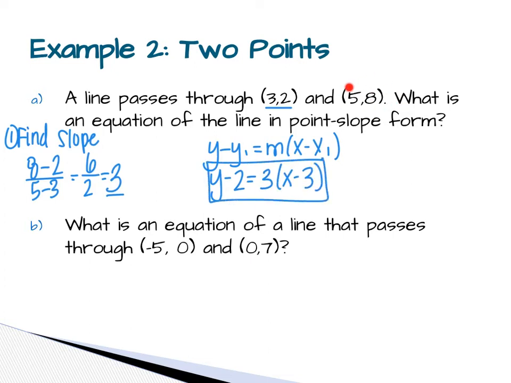Now, had you chosen the other point to do point slope form with, you'd get a different equation. But if you put both of them in slope intercept form, it'll be the same equation.